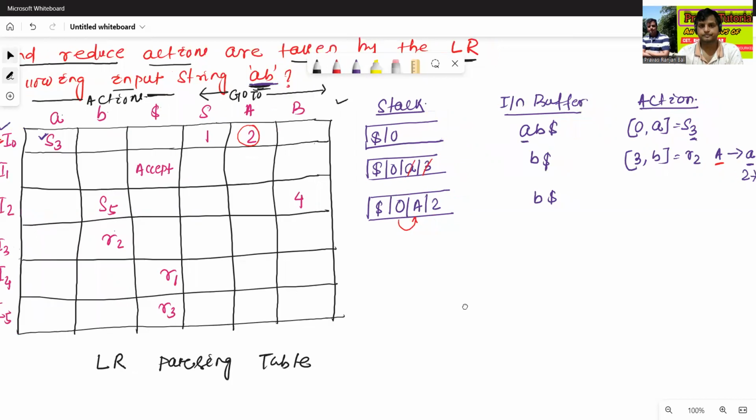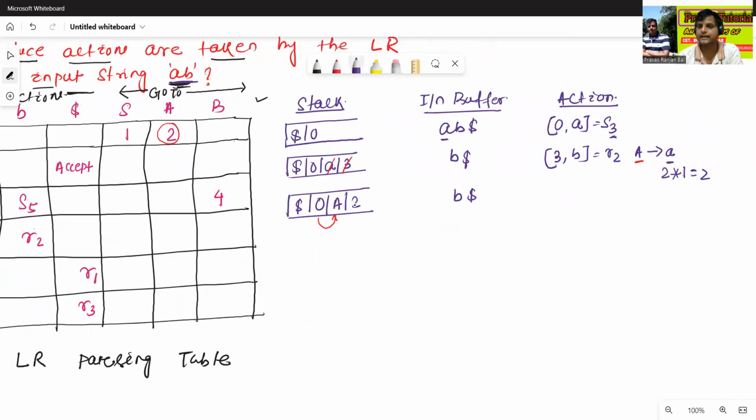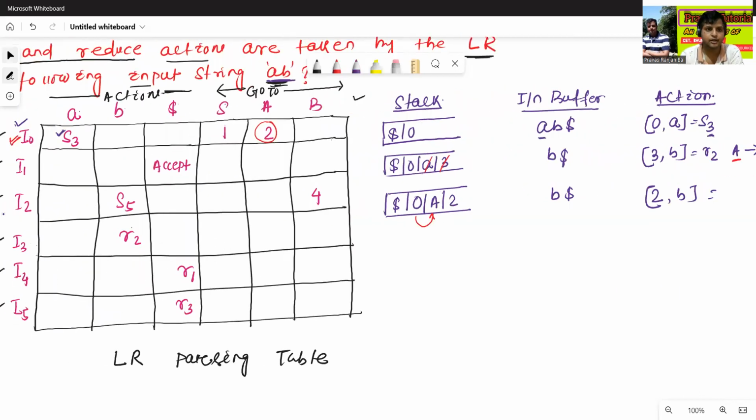Now the top of the stack is 2, and the input buffer contains B. So we'll check 2 to B. 2 to B equals what? See here, 2 to B is S5. Simply write S5. S5 means we'll shift, or push, this B and its number 5.